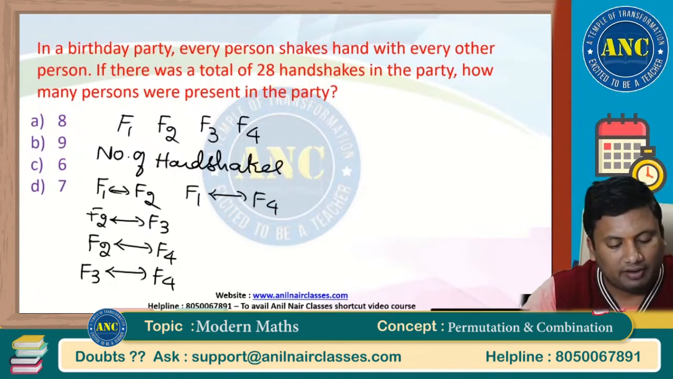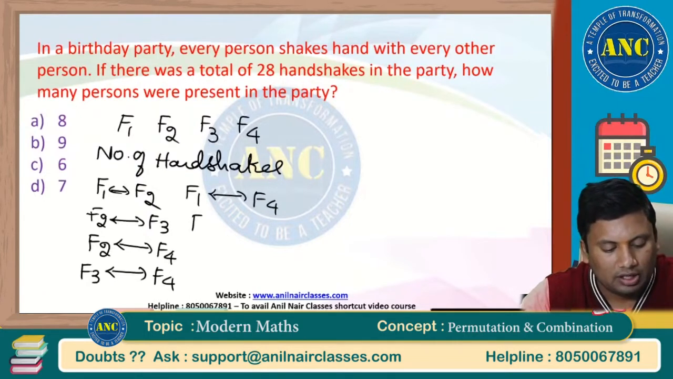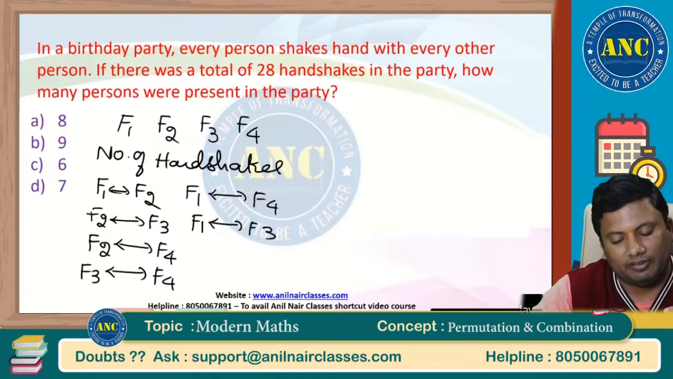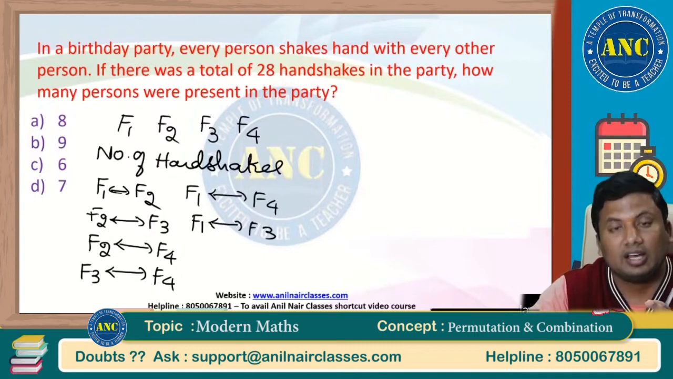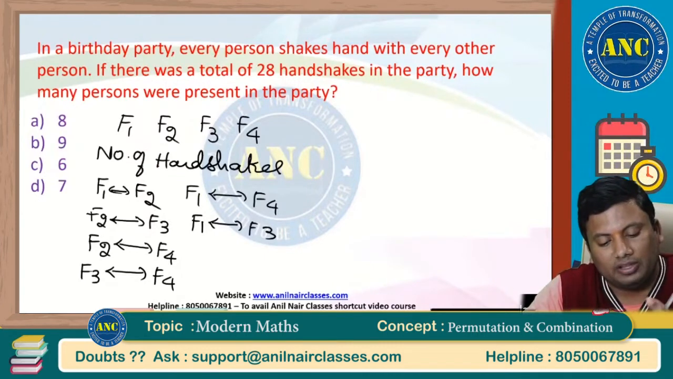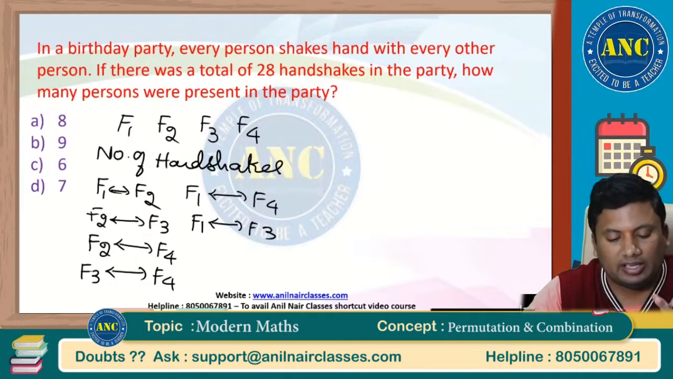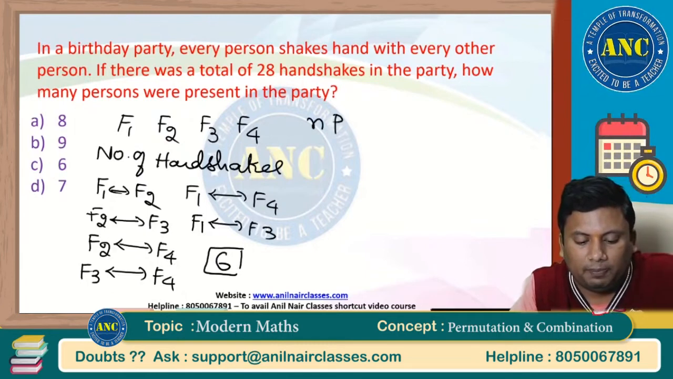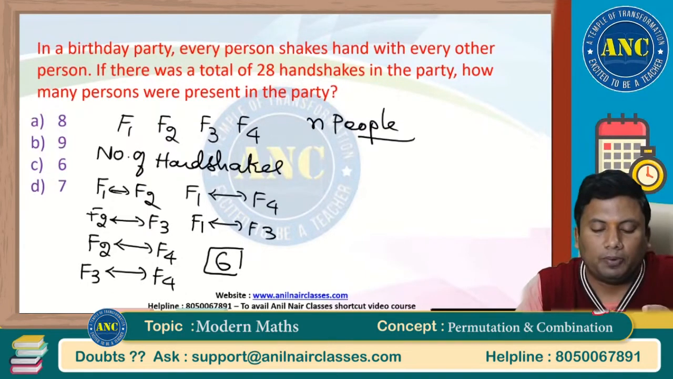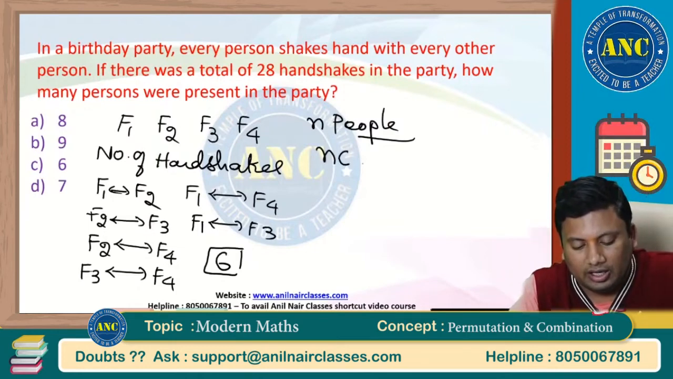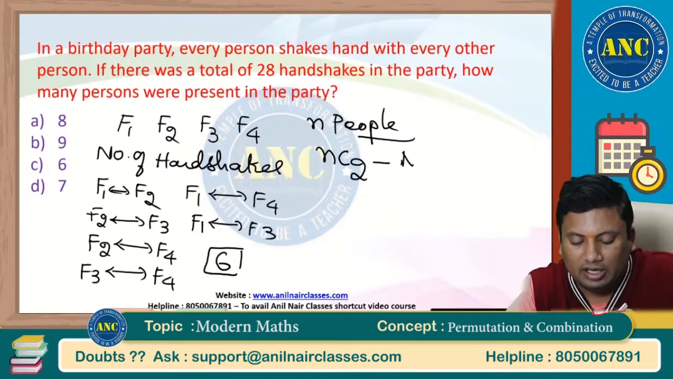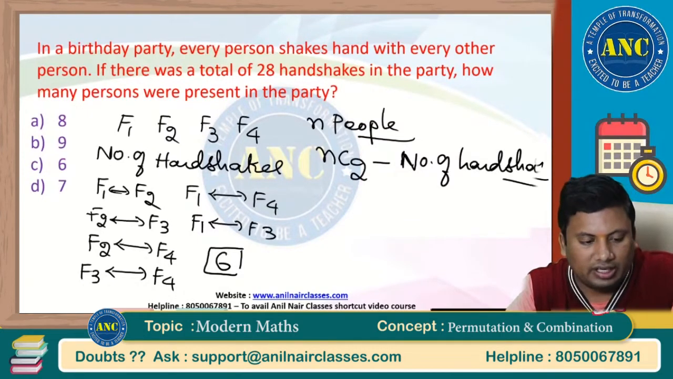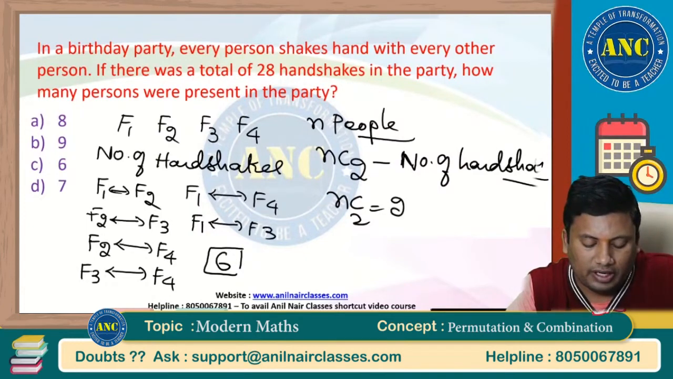Next, F1 with F2, F1 with F3, it is not over. So F1 will shake hands with F3. All the combinations are over. F1 with F2, F1 with F3, F1 with F4, 3 cases. F2 with F1 already over. F2 with F3, F2 with F4, 2 cases. So total 6 handshakes are there. If n people are there, to shake hands I require 2 hands. So the number of handshakes is nothing but NC2. NC2 is nothing but 28.